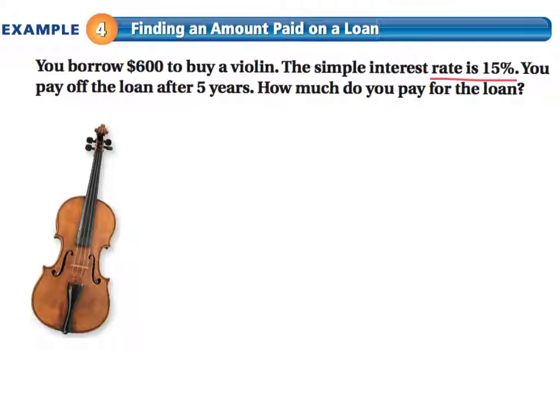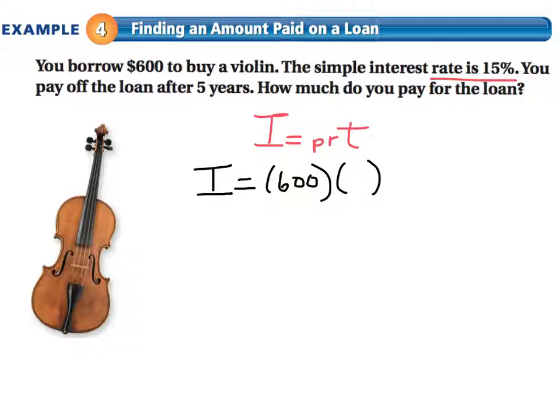So, I equals PRT. So, what do you think I is going to be? Do we know what I is? No. What's the principal? Good, $600. That's how much you borrowed. What's the rate? So what do I plug in? The rate's 15%. What do I plug in? 15 hundredths, okay. And what's the time in years?